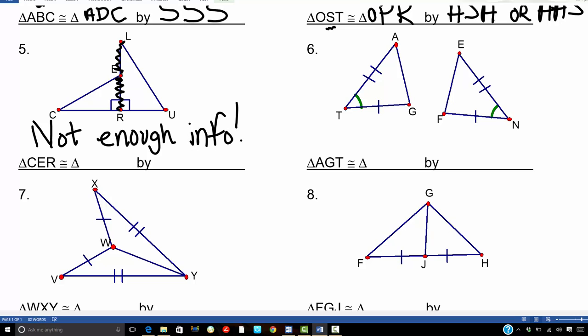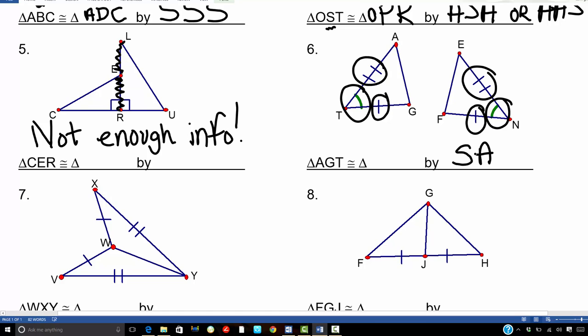All right, number 6. In this problem, we have a side. They both have a side there. They have another side right here. And they have the included angle here and here. That is in between the two sides. It's the included angle between those two sides. So these triangles can be proven congruent by side, angle, side.